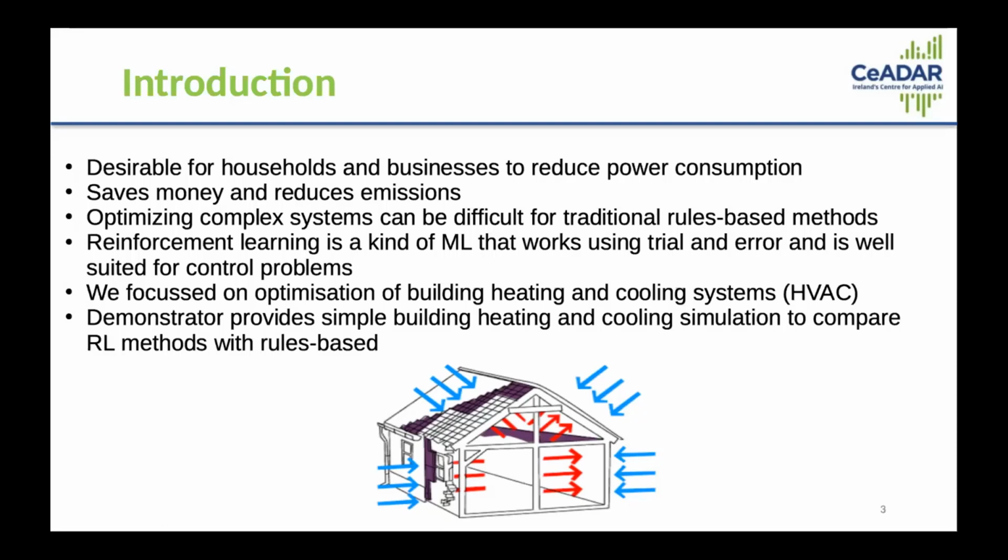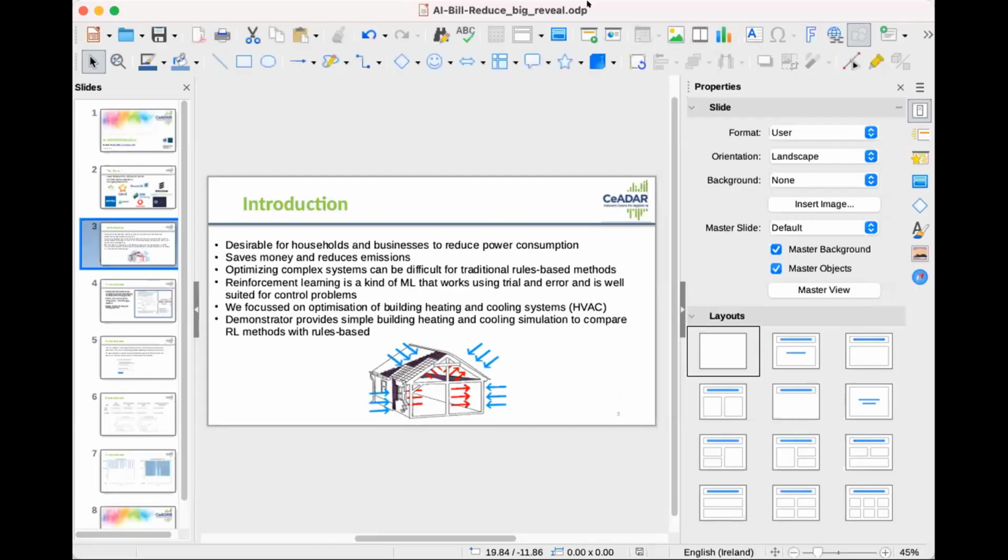So to showcase the potential for reinforcement learning in power optimization, we decided to focus a demonstrator on the problem of optimizing building heating and cooling systems, which are often called HVAC systems, which stands for heating, ventilation, and air conditioning. So the demonstrator provides a really simple building heating and cooling simulation, and it allows you to compare reinforcement learning methods with rules-based methods. So I will just switch to the demonstrator now.